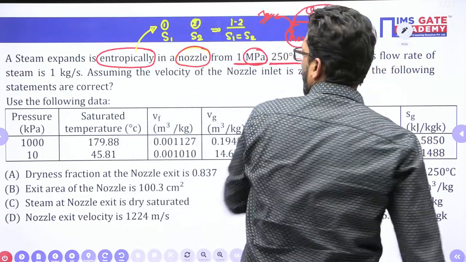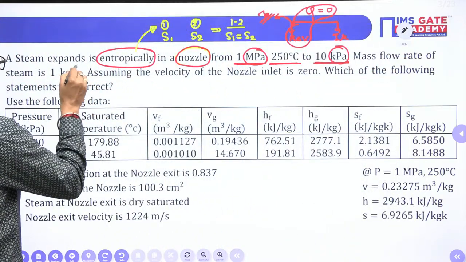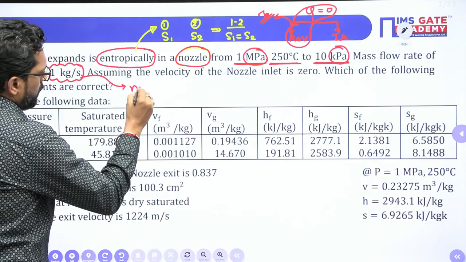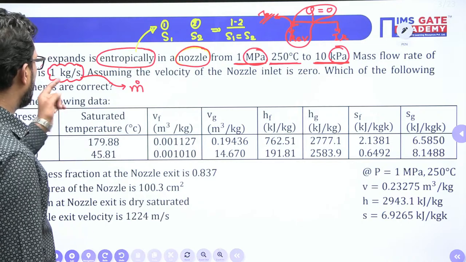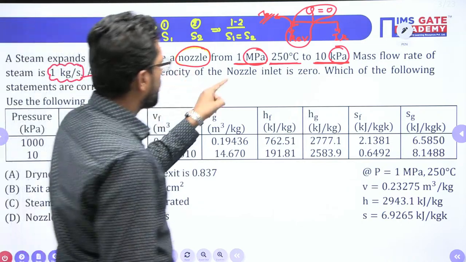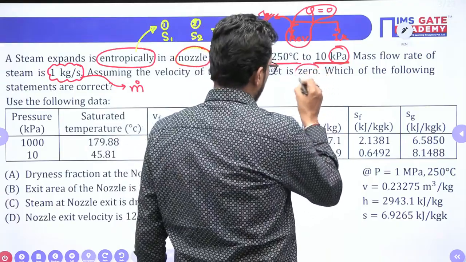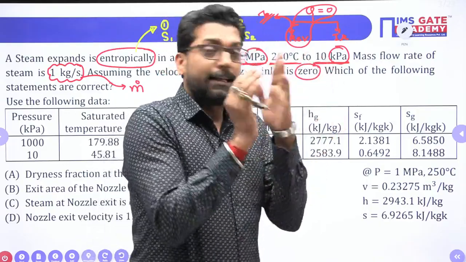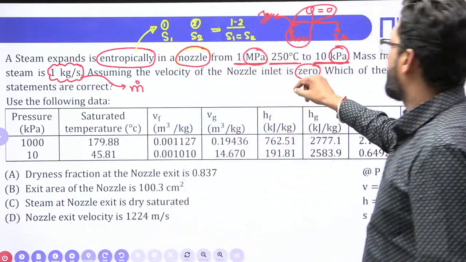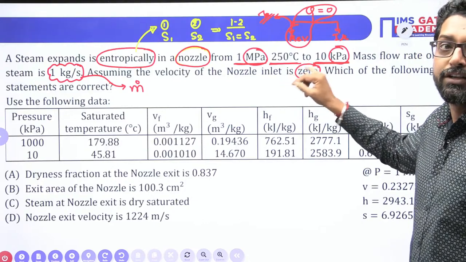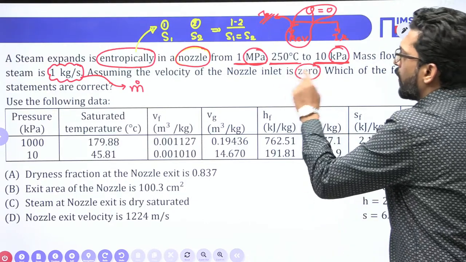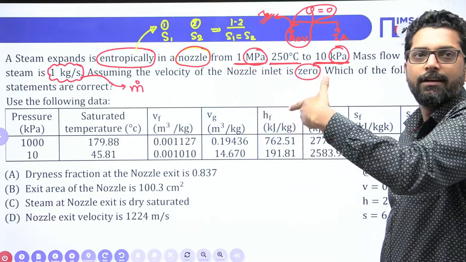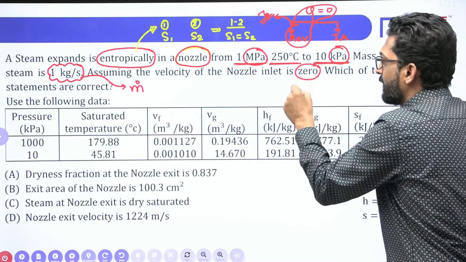Now, the mass flow rate of the steam, that is m dot, in kg per second. Assuming the velocity at the nozzle inlet is zero, obvious beta. It is not necessary that the velocity at the nozzle inlet is zero, but why is it given as zero? What is the motivation? This is not a beautification of the question. No, it is a concept. Why is it given?